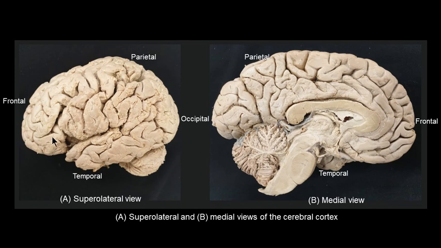And consequently, there were three gyri here: the inferior frontal gyrus, the middle frontal gyrus, and then the superior frontal gyrus. This superior frontal gyrus extends onto the medial side as well, and it is limited over here by the cingulate sulcus, which separates the superior frontal gyrus from the cingulate gyrus. So I just wanted to correlate the superior frontal gyrus on the medial side with its remaining continuation on the lateral side.